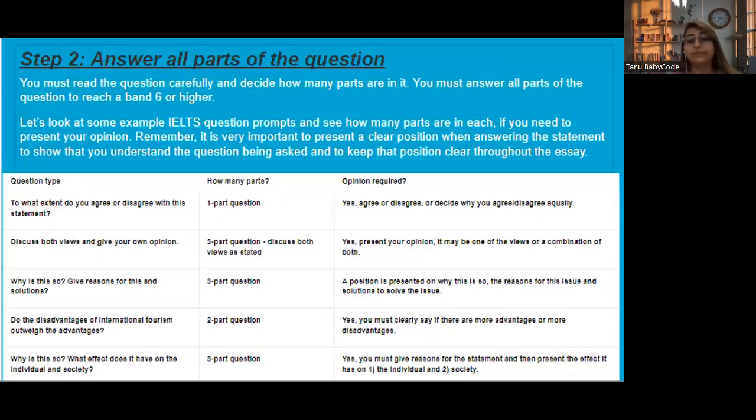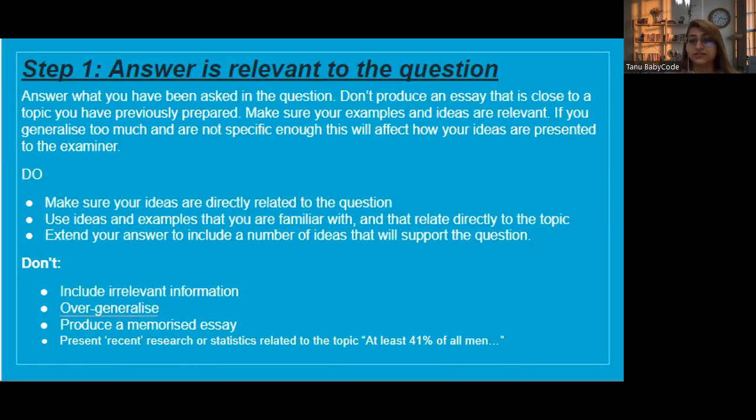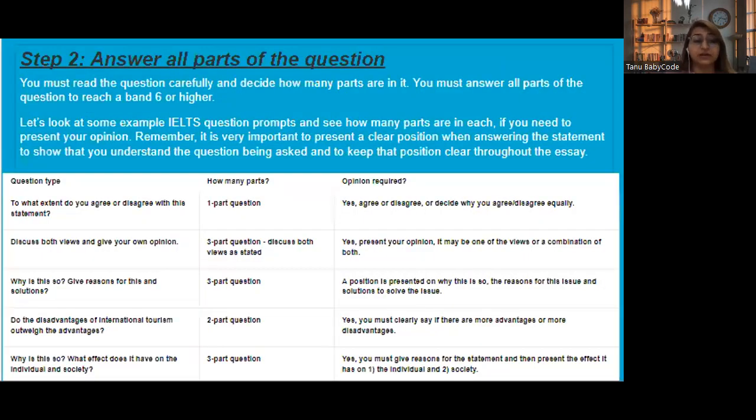Next is answer all parts of the question. Now you have seen that the first step was answer is relevant to the question, right? Second is answer all parts of the question. The number of questions which are asked in your question, you have to answer all that, right? You must read the question carefully and decide how many parts are there. Sometimes a question contains 2 parts, sometimes 3 parts. So you have to answer all those parts of the question.